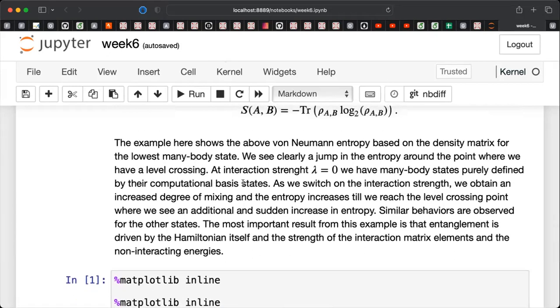But here, the interesting thing now is that when you look at this interaction strength, when it's 0, we have many-body states which are purely defined by their computational basis states. And as you switch on the interaction, you obtain an increased degree of mixing, and the entropy increases till we reach something which is called a level crossing.